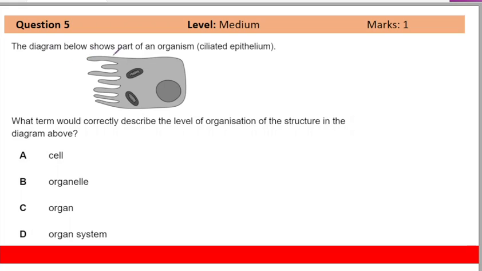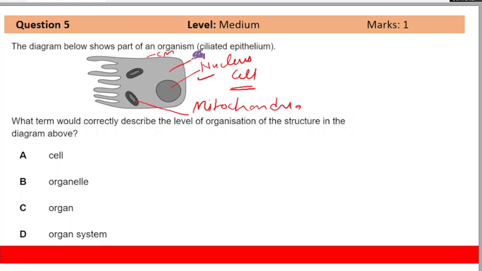The diagram below shows part of an organism, ciliated epithelium. So this is, of course, a cell, right? You can see this is the nucleus, and this is mitochondria, and this is cell membrane, this is cytoplasm. So these all are the parts of a cell. So cell A is the correct option.